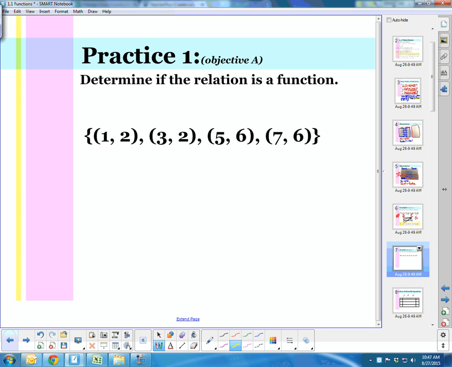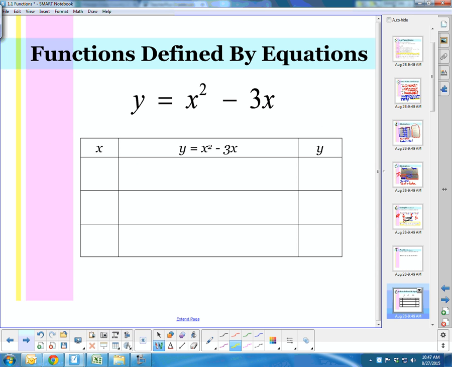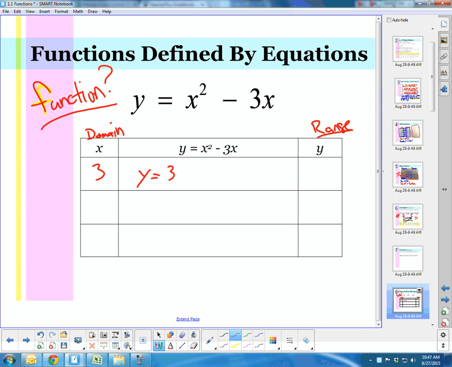Before, these functions that we had were defined explicitly by ordered pairs. We can also have functions defined by equations. Now the question would be, once again, is this a function? How do we tell? Does each element of the domain, our x's, pair up with exactly one element of the range, our y's? We can do some calculations. If I choose, let's say, a 3 here, that means y equals 3 squared minus 3 times 3. So that's 9 minus 9, which is 0.